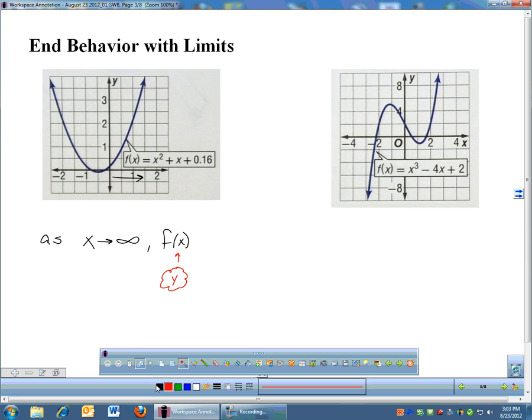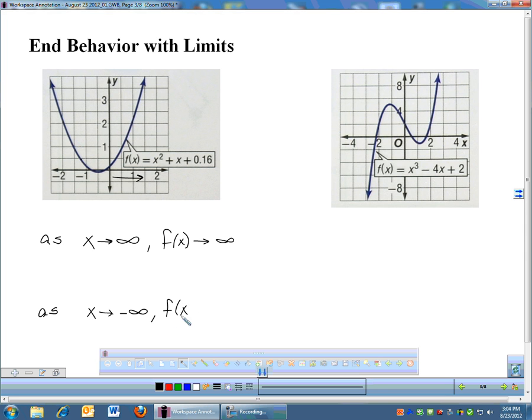So that shouldn't be equals. As x goes towards infinity, f of x also goes towards infinity. My function is going up as I go to the right. And that's how I describe the right end. I could also say, I'm going to erase that, as x approaches, and if I want to go to the left, I'm going to say as x approaches negative infinity. And what's happening as I go to the left, as I follow my graph to the left, it's going up. So I will say as x approaches negative infinity, f of x goes up towards positive infinity. So this one is the right side. This one is the left side.